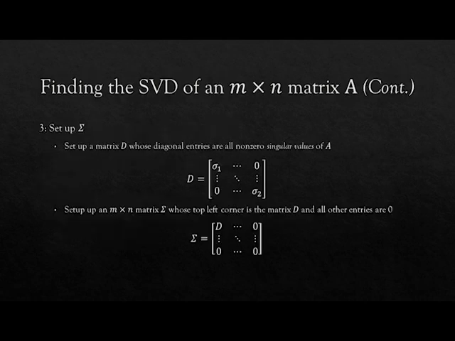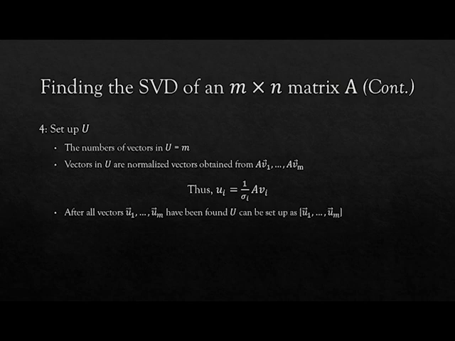The third step is to set up the matrix sigma, which is the one containing all the non-zero singular values, hence the name singular value decomposition. To set up this matrix, first put all the non-zero singular values of A transpose A in a diagonal matrix D, with the top left being the highest singular value, and the entries along the diagonal are the rest of the singular values in descending order. Next, set up the m by n matrix sigma, such that the top left corner of sigma is the matrix D and all other entries are 0.